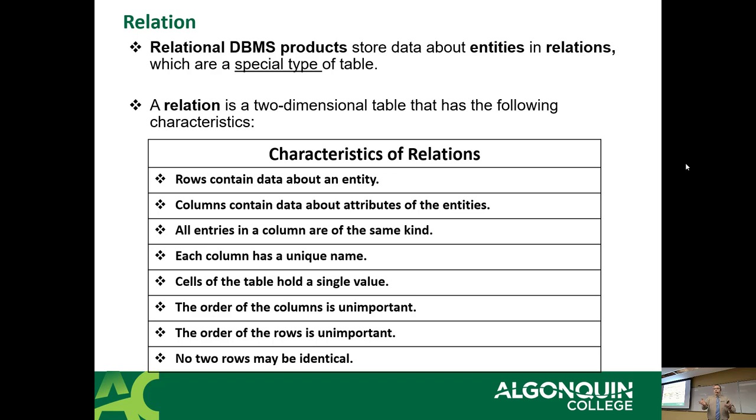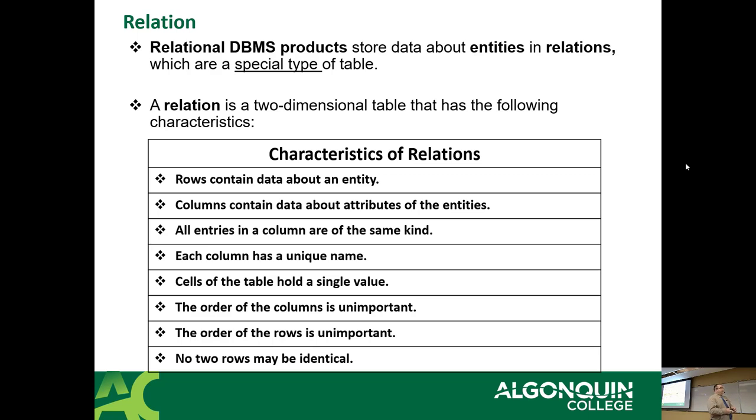Columns contain data about the attributes of the entities. All entries in a given column are the same kind of data. That's known as a domain. Actually, there's slides about that coming up. But essentially, if you have a column called first name, it should contain people's first names. It's not going to contain their address or their date of birth. Each column has to have a unique name. Otherwise, the database server will not know what it is you're asking about.